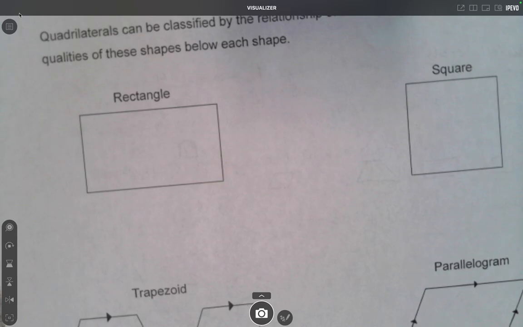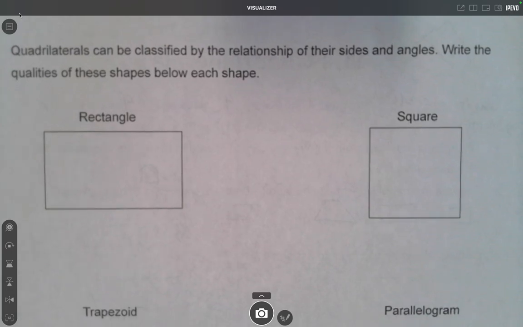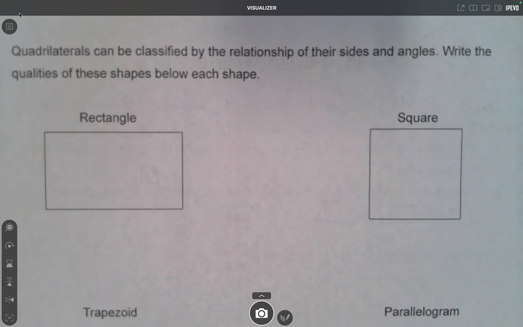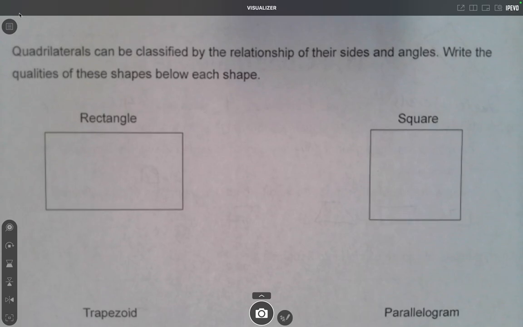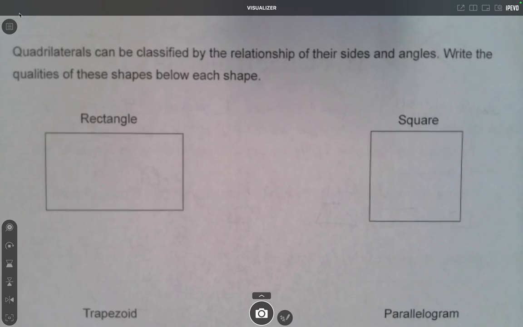Okay, now we're going to talk about those different sides. Quadrilaterals can be classified by the relationship of their sides and angles. So we learned how to name triangles like equilateral, equiangular, acute, obtuse, right, isosceles, scalene. We can also figure out how to name quadrilaterals based on things about their sides and their angles.